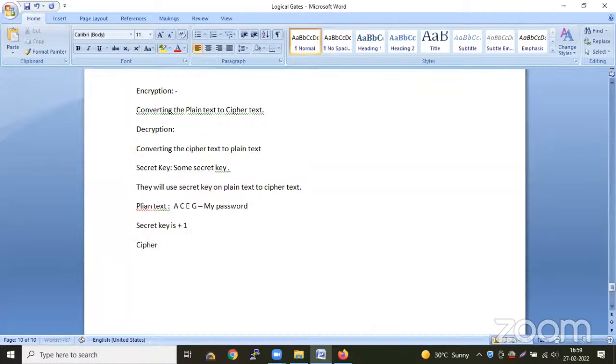Only we understand, because the secret key has been given to me and to Maurya. So what is my password? ACEG, but that is encrypted. I had to do +1, and only Maurya and I know this +1. A +1 means B, C +1 means D, E +1 means F, G after that H. So what is my actual password? BDFH. This is the way I can convert and encrypt.